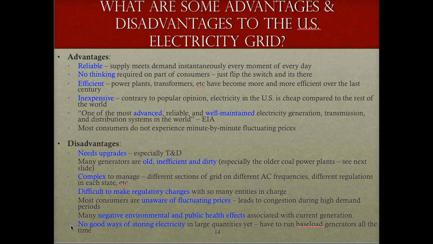And there are currently no good ways of storing electricity in large quantities, meaning that we have to run baseload generators all the time, and it's difficult to incorporate intermittent renewables into the system.